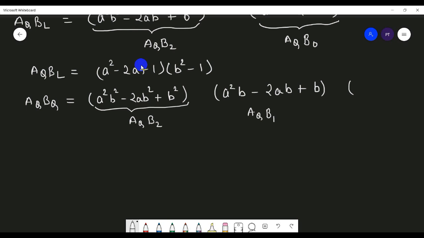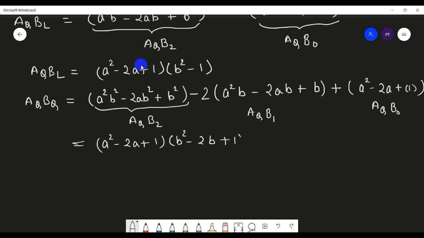And then finally the quadratic effect of A at low level of B. So A square minus 2A plus 1. Now we have found the three effects at three levels of B. We will be utilizing these effects to compute the quadratic effect of B. We know quadratic effect of B is B2 minus 2B1 plus B naught. So I multiply by a minus 2 the second term and add the third term. This simplifies to A square minus 2A plus 1 into B square minus 2B plus 1.